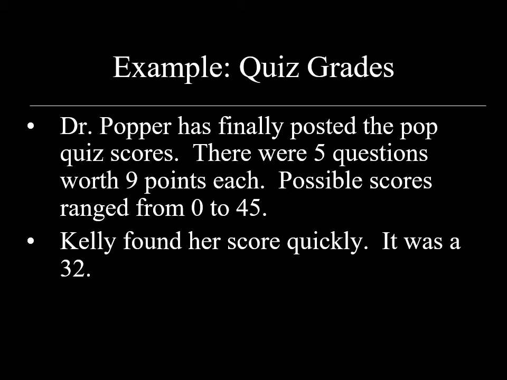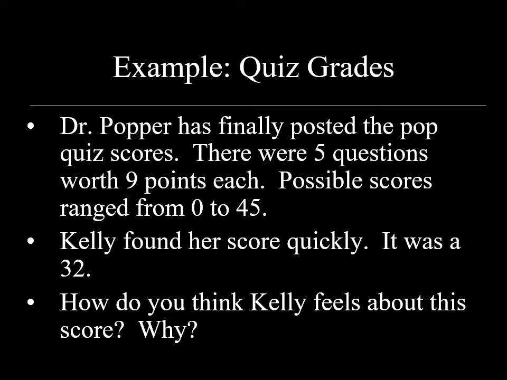So Kelly's got a 32, which is above the center point. So if we took the center of 0 to 45 to figure out basically what's a 50%, that'd be a 22.5. So we know she did at least better than a failing grade. And she may feel okay about this score. 32 is not great, but it's better than nothing, and it certainly seems a little bit better than failing. But if we really wanted to know how well Kelly did, we'd need to know more about the actual scores, not just what range it was on. So again, how do you think Kelly feels about this score, and why would you think that?